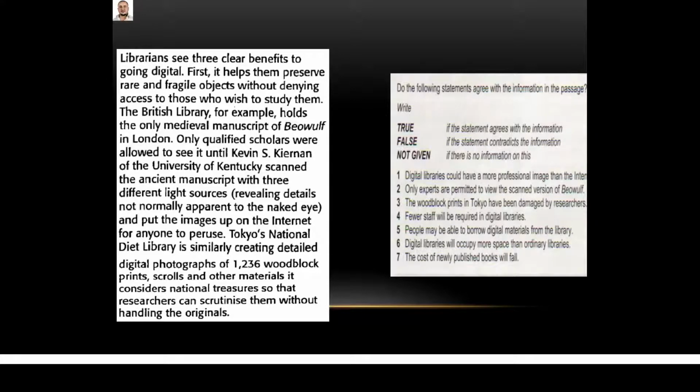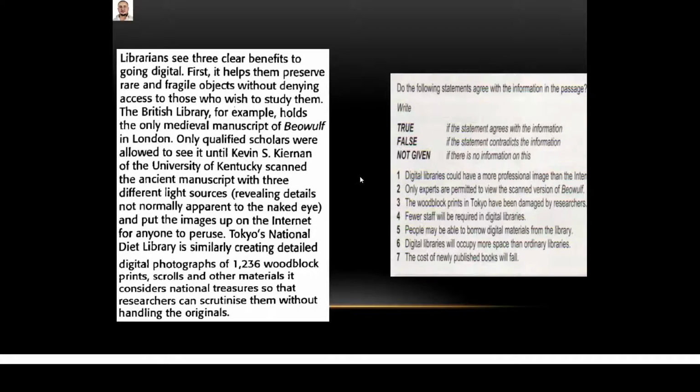So, the question and the passage are different in the information. So, in this case, it will be false. Why? Because it says here for anyone to peruse, while the statement says only experts are permitted. So it gives different information. In this case, it will be false.